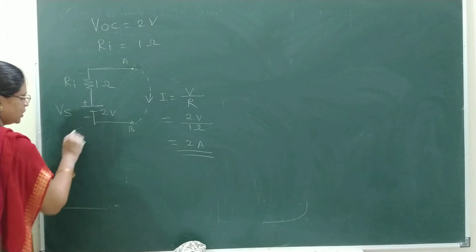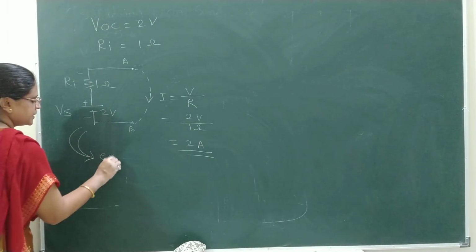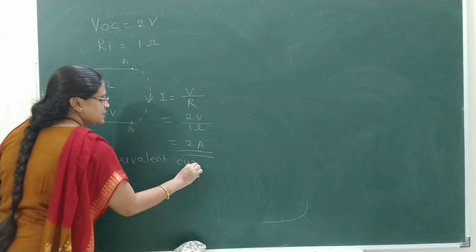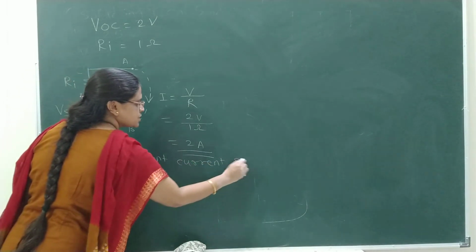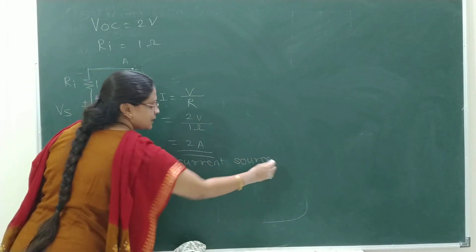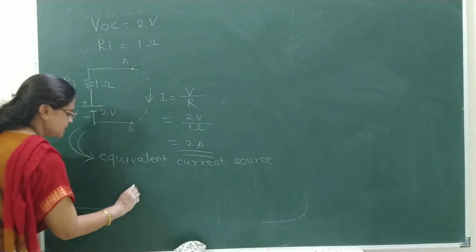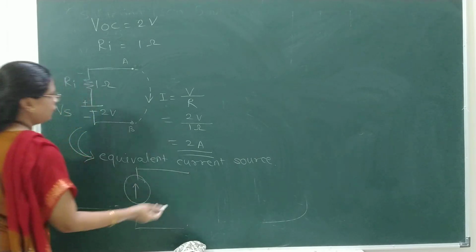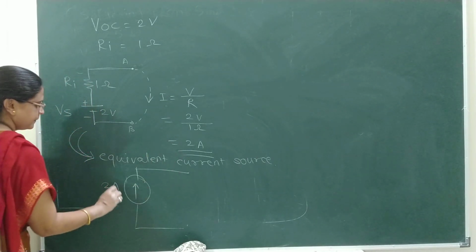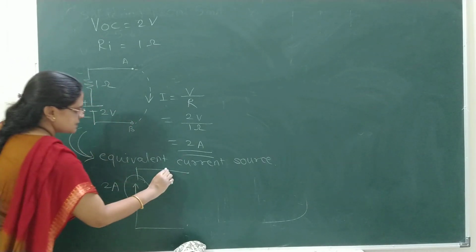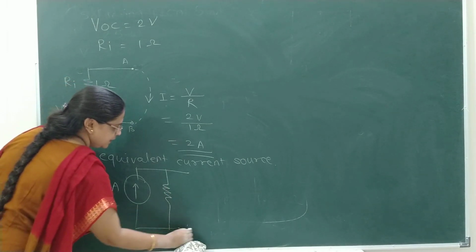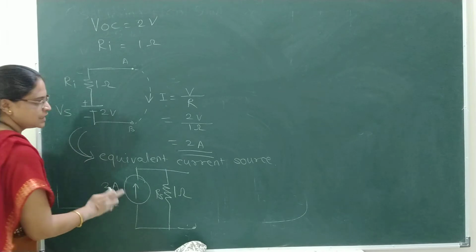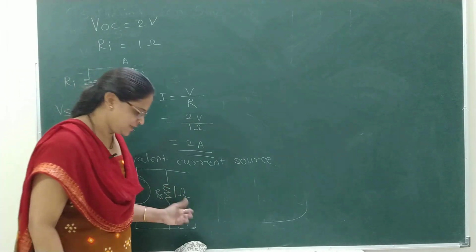So if we want to convert to its equivalent current source, then as in case of current source, internal resistance gets connected in parallel. Here it is, equivalent current source sign of 2 ampere, and this internal resistance getting connected in parallel with it. So this is the RS. So this is the equivalent current source representation.